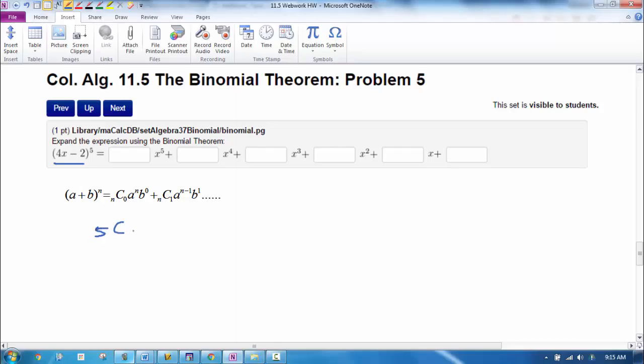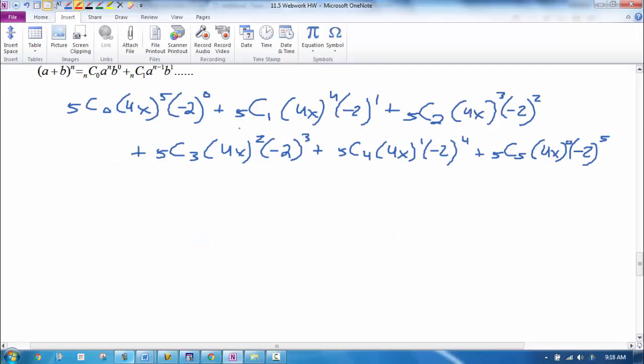5c0. First term is 4x, that's to the fifth power. Second term is negative 2 to the 0th power. And I follow that pattern where I increase this by 1, lower this by 1, and raise this by 1. So I'll finish filling this out for you. Okay, so now I'm simplifying this.